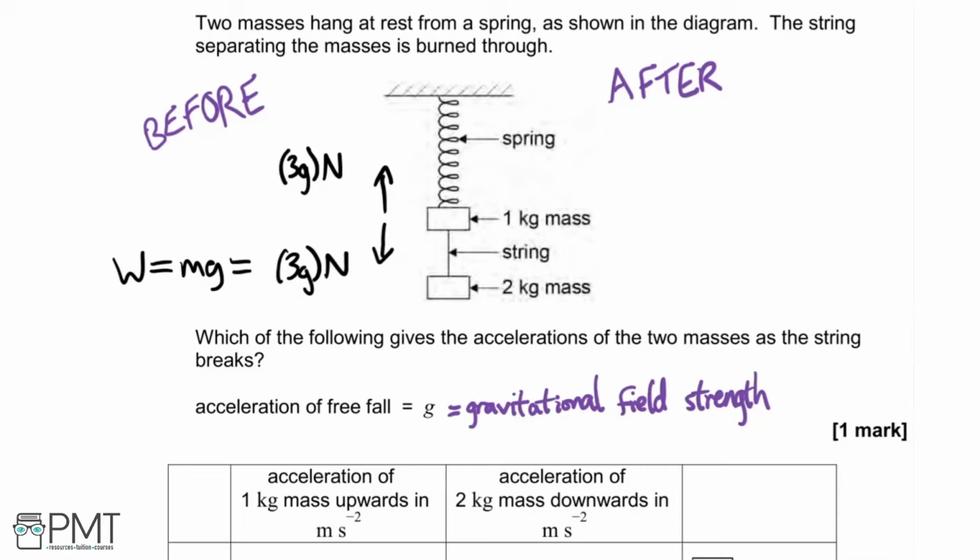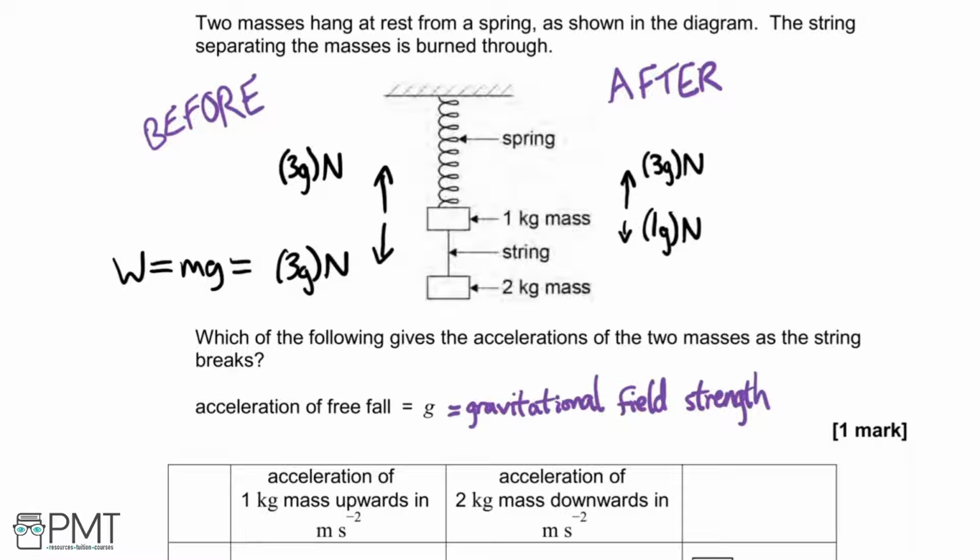Now, after the string is burned, the 2 kilogram mass is disconnected, so the only force acting down is going to be 1g newtons. But the upward force remains the same because the spring is still extended to the same position initially. Now this means that the resultant force is going to be 2g newtons because it's the difference between the two forces, which is 3 minus 1.